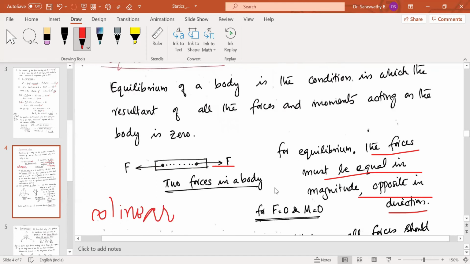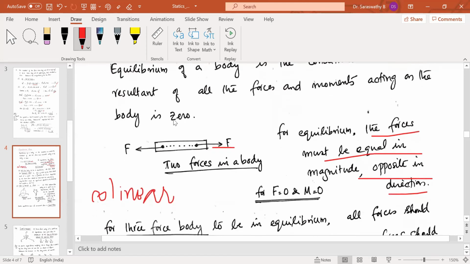Otherwise, there will be a moment. If the two equal and opposite forces are acting in different lines, they will produce some moment. Moment means the rotating effect on the body. So a body in equilibrium means it should not rotate. There should not be any force in any direction. So equal and opposite forces acting along the same line, so that the resultant force will be 0, as well as the resultant moment will be equal to 0.